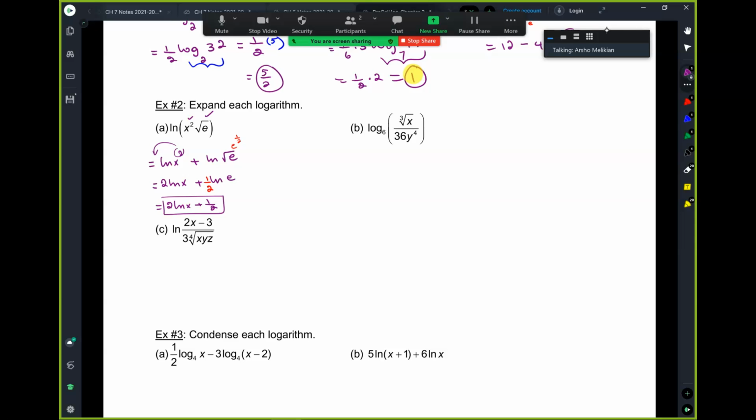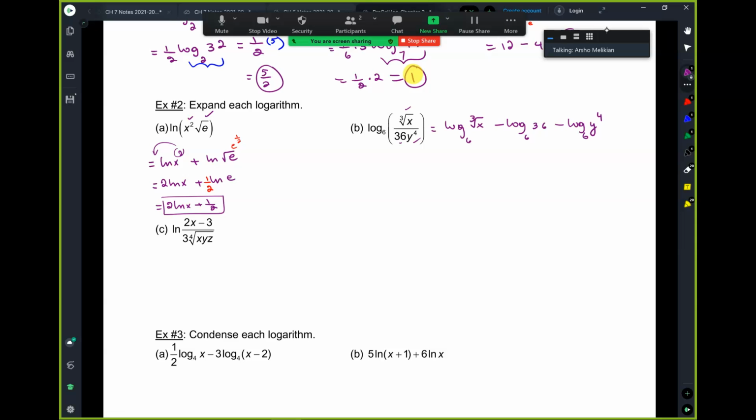Yep, okay. So here, I've got 1, 2, 3 elements in that one. So I'm going to end up with 3 logarithms. So I have log cube root of x. Now, the 36 is in the denominator, so I have to subtract it. Minus log base 6 of 36. Y to the 4 is also in the denominator, so it also gets subtracted.